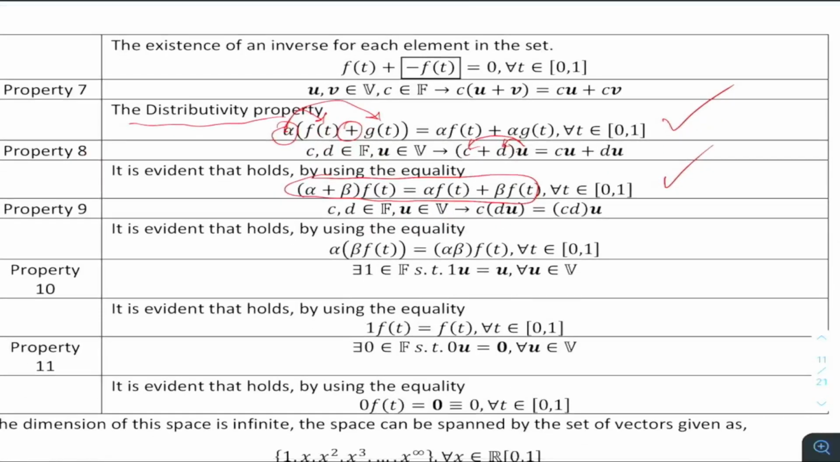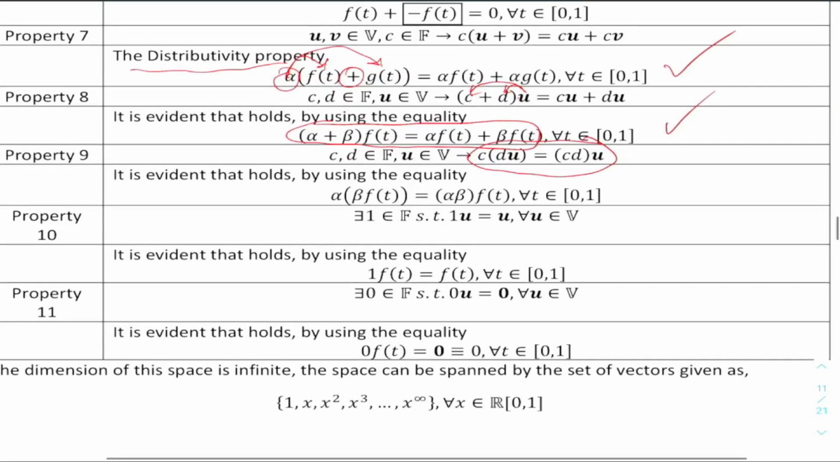And let's look at this. What is the ninth property? Here, associativity of, yeah, this is another type of associativity property, right? And you can basically write that down, right? You can write in that form, right? So it checks out for the given problem.